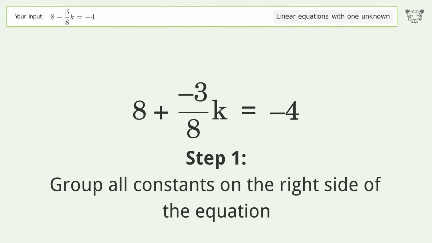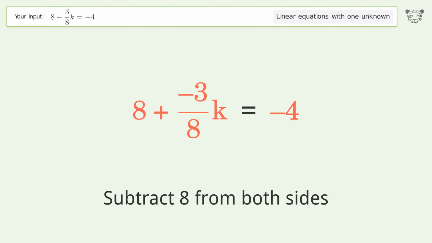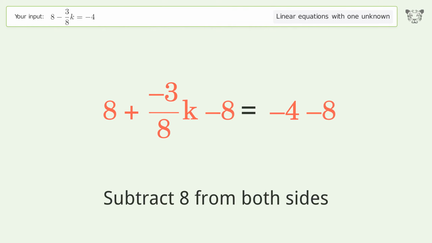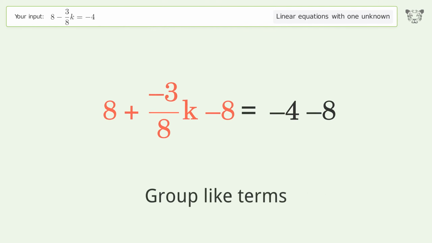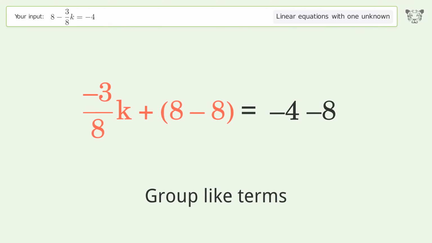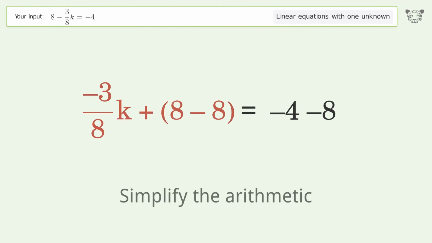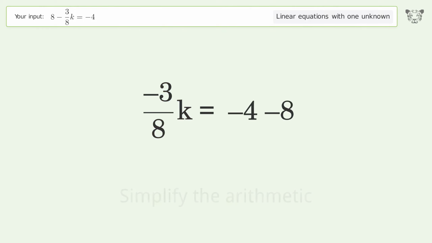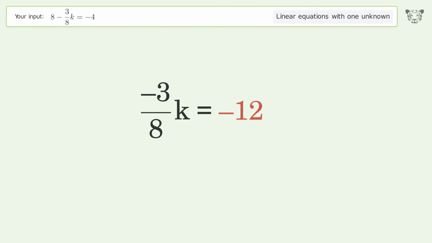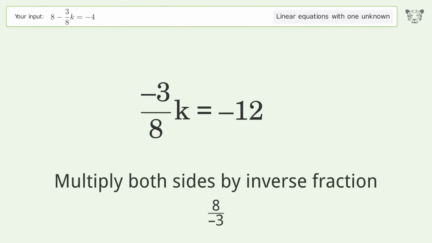Group all constants on the right side of the equation. Subtract 8 from both sides. Group like terms. Simplify the arithmetic. Isolate the k. Multiply both sides by inverse fraction 8 over negative 3.